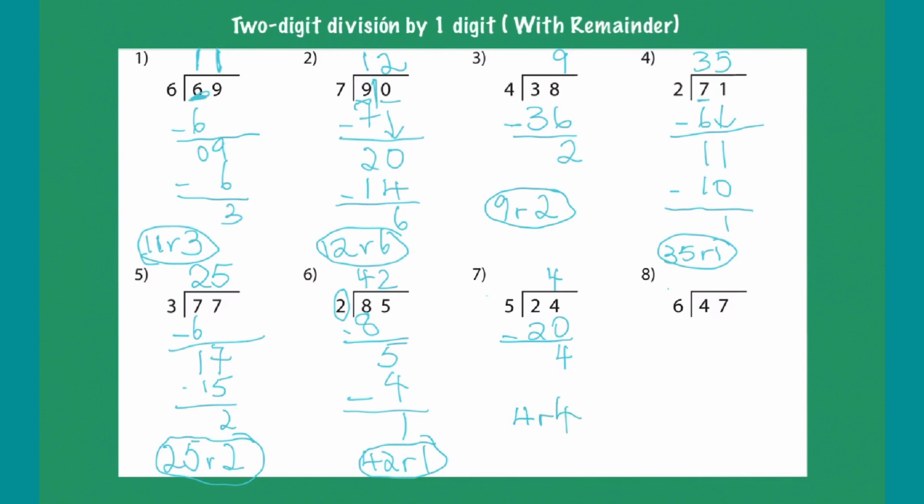And finally, we have number 8. Okay, so we're going to see how many 6s fit into 47. 6 8s are 48. That's too big. 6 7s are 42. That fits. 7 minus 2 gives me a 5. And if you see, we have nothing to bring down over here. So our final answer for this is fairly simple. 7, remainder 5. And this is my final answer.